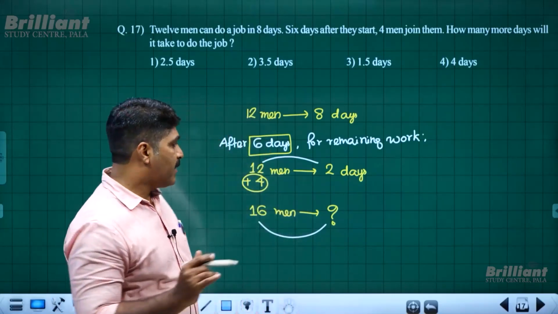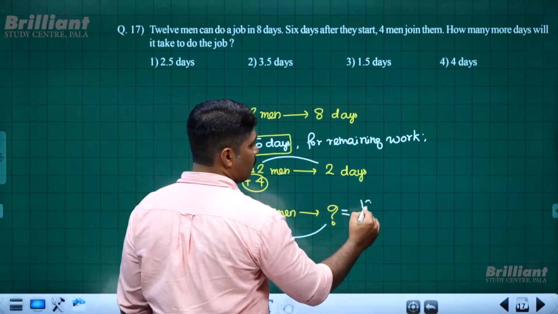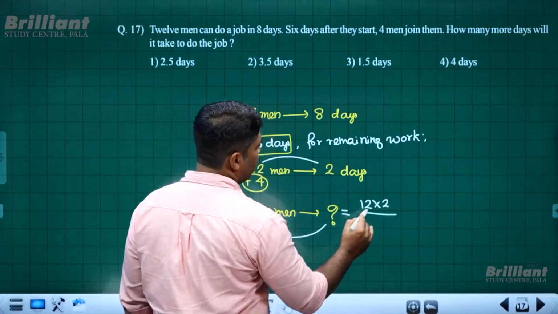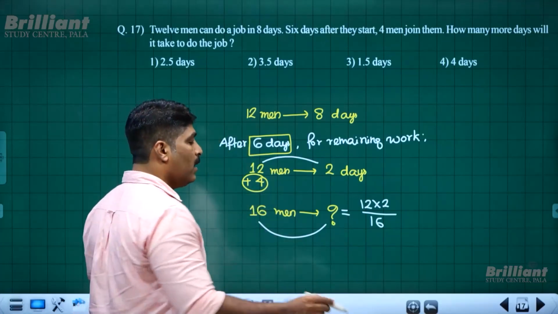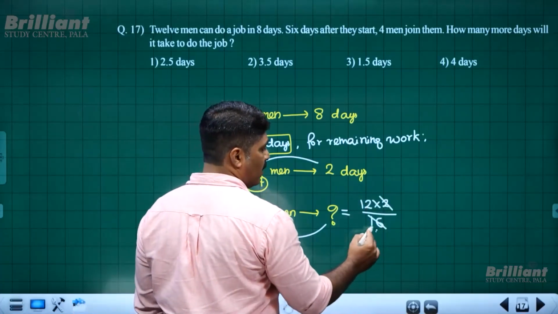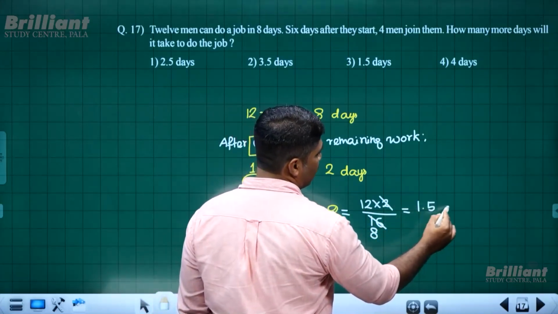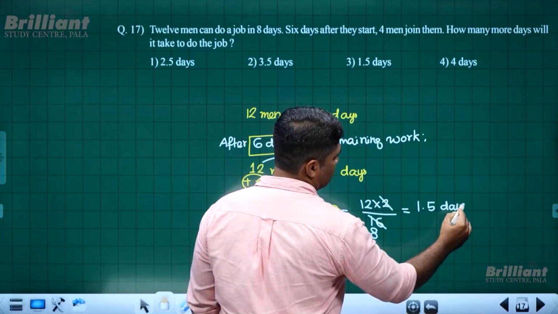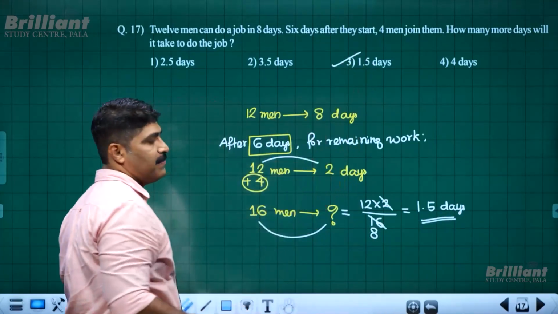So while applying that concept, what you have to do, this is nothing but the product of these two values, that is 12 into 2 divided by 16. That's the easiest way of approach. If you are doing this one, this is 8. What is 12 by 8? 12 by 8 is nothing but 1.5. So the answer is 1.5 days. So this is the answer.